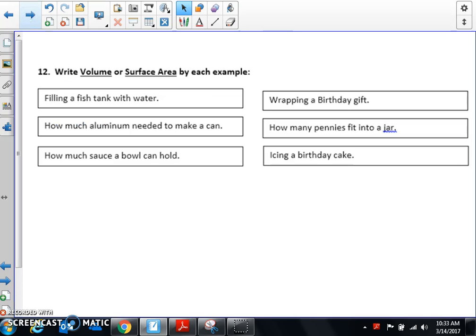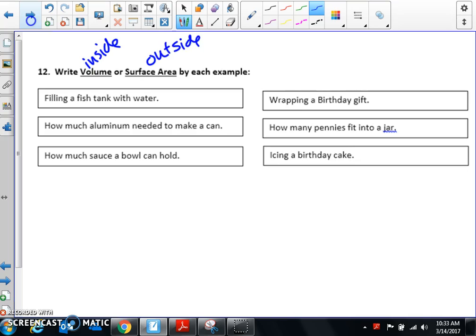I don't know what happened to 9, 10, 11, guys. I guess I got weird with the counting, but it says write volume or surface area. Remember, volume is inside a 3D object. Surface area is outside a 3D object.